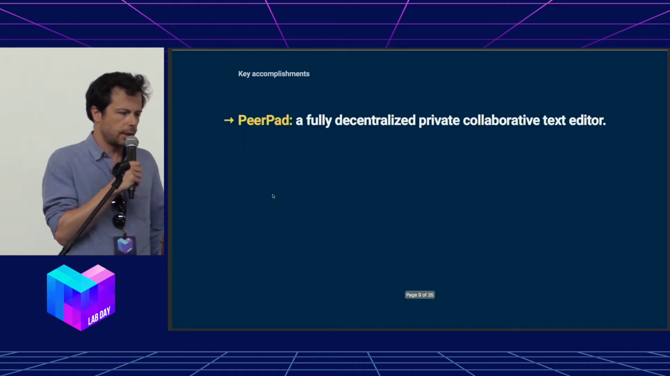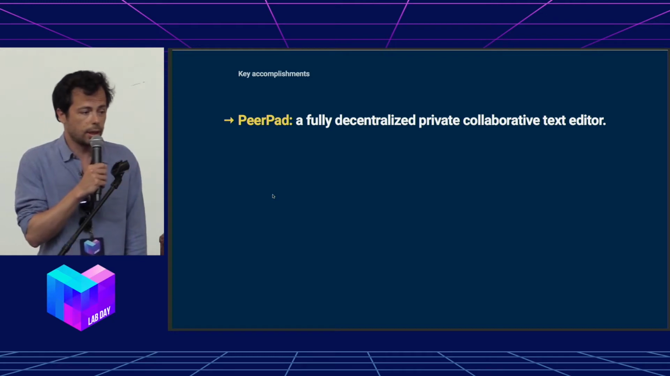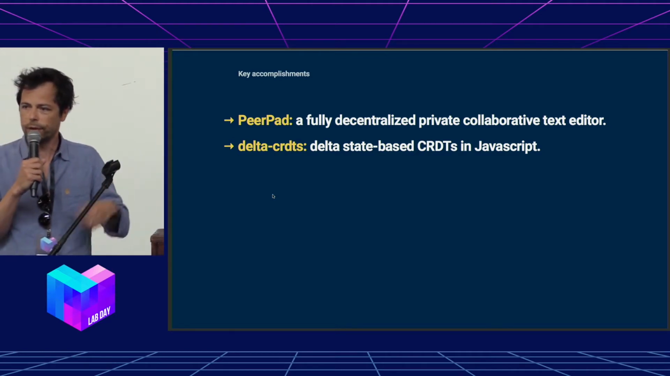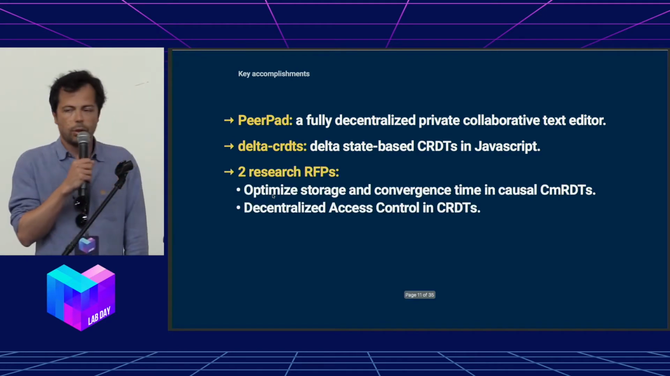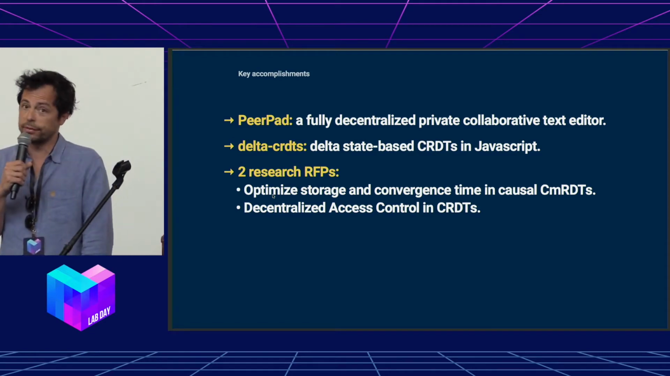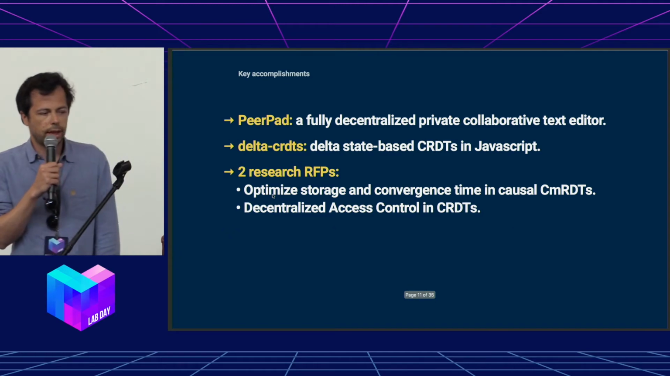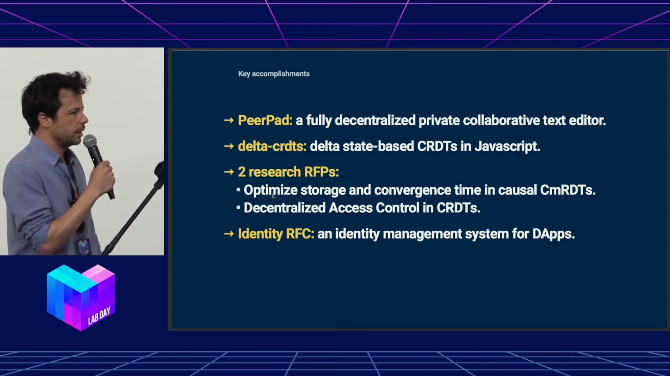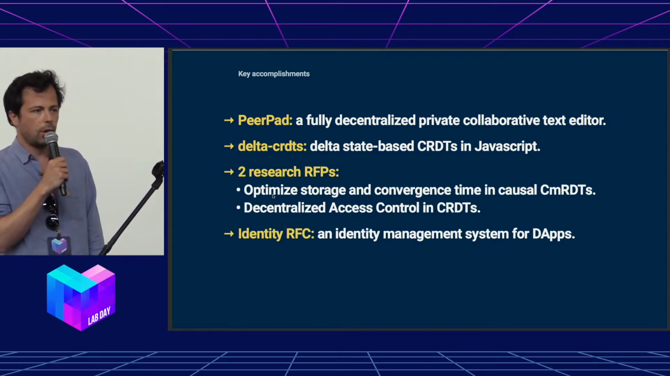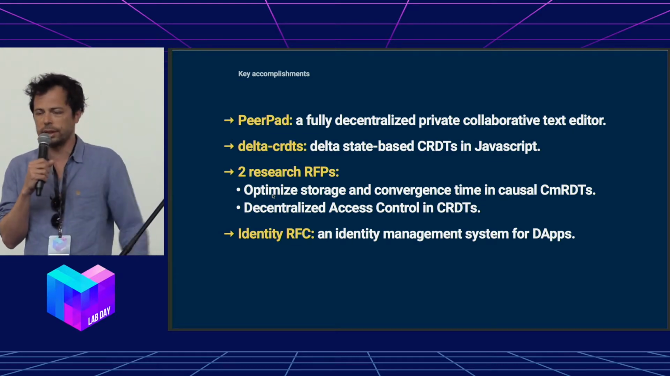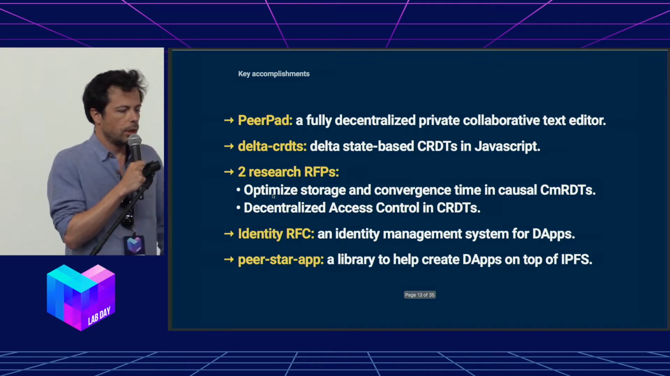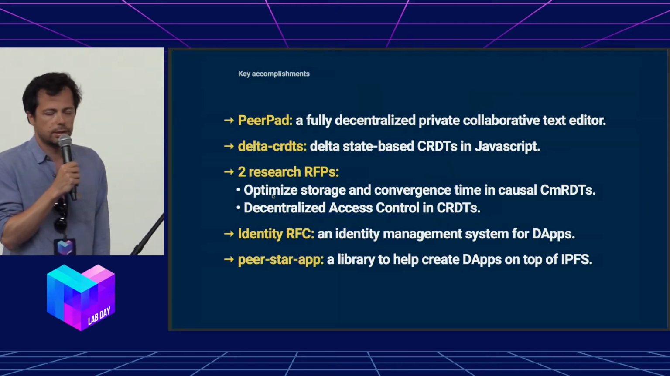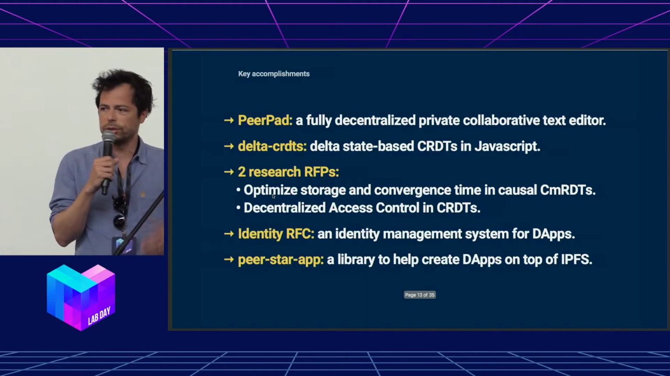It's a very recent working group, but we have PeerPad, which is a fully decentralized collaborative text editor, kind of Google Docs, but completely decentralized. Delta CRDTs, which is a JavaScript library for doing Delta-based CRDTs. We have put out 2 research RFPs for stuff that we need on the CRDT lands. And we are also very concerned with identity. So we have an identity RFC, and if anyone is interested in participating in this discussion about identity on decentralized apps, I would love to hear your thoughts on this RFC, which we'll link at the end of the presentation. We also have PeerStar app, which is a library that helps decentralized apps build collaborative documents and generic data structures, which is what we're going to show off next.